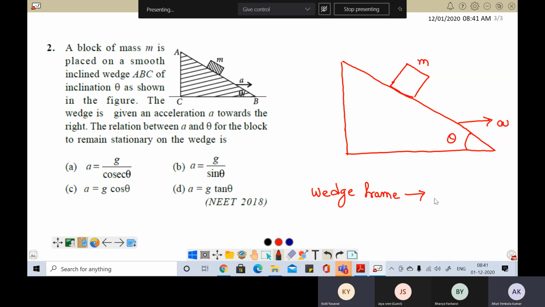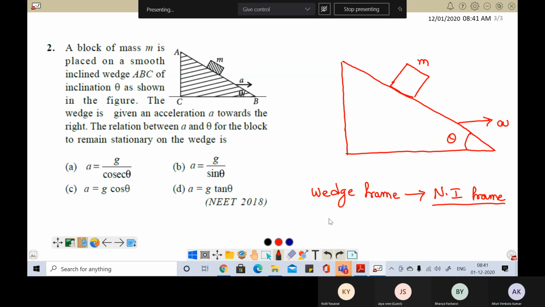Tell me. It's a non-inertial frame. Very good. What is meant by non-inertial frame? That frame which is having some acceleration with respect to ground. Correct? Okay. It is moving on the ground like this, correct or not? With some acceleration.